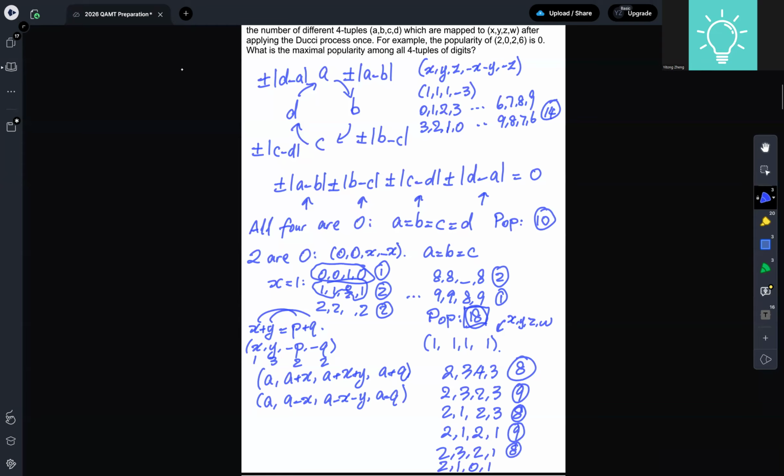So, what's the popularity of 1, 1, 1, 1, 8, 9, 8, 9, 8, 8? So what's the sum of all of these? I believe this is 50. So the maximum popularity is 50. You can't possibly get any more because you can choose to either go up 1 or down 1. If I made these numbers any bigger, that's not going to be good. And if I made any numbers 0, that's not going to be good either. So the maximal popularity is 50, and we are done.